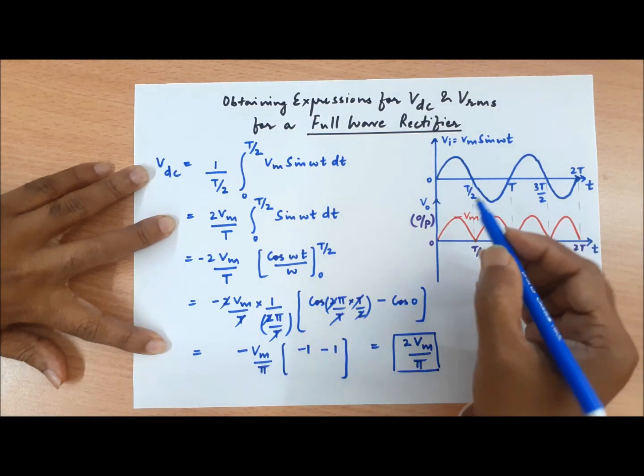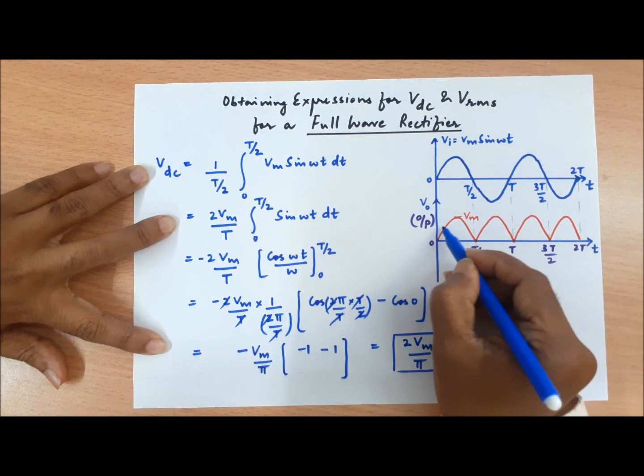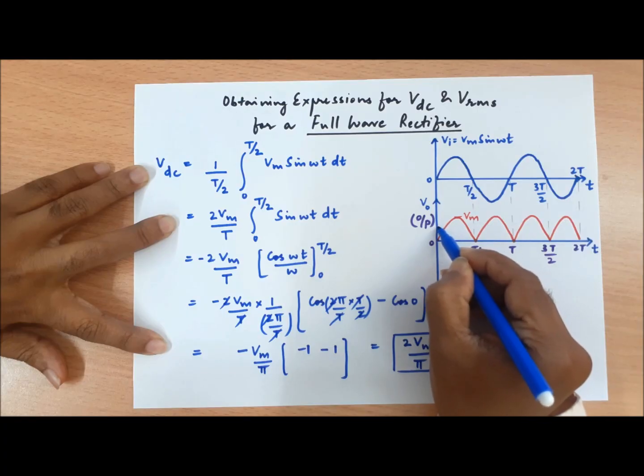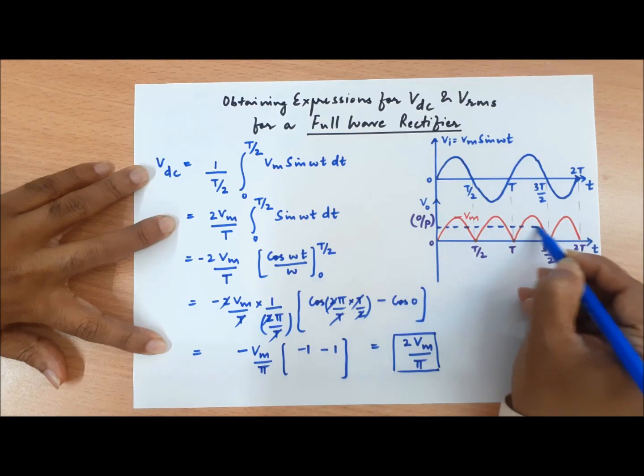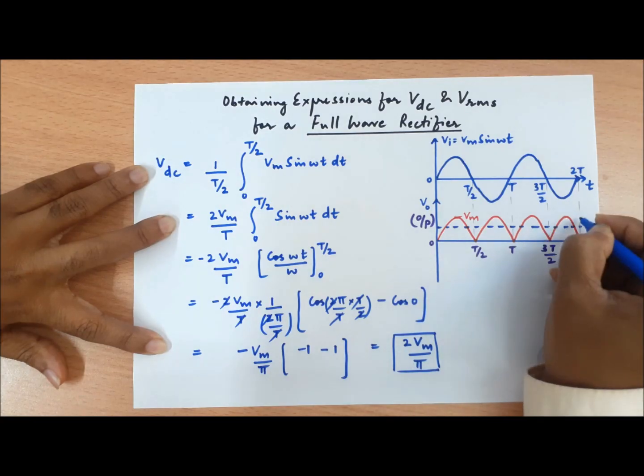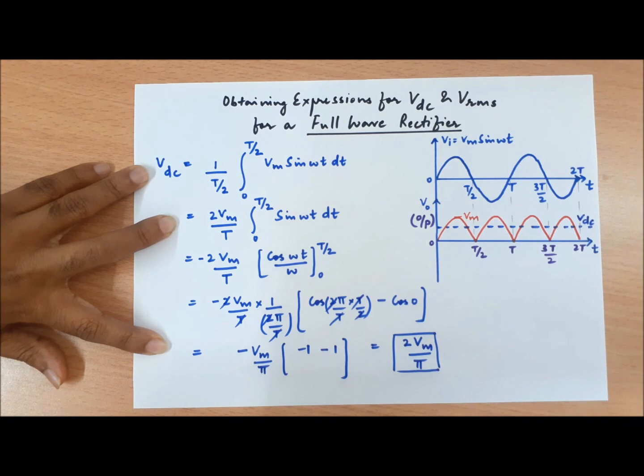Roughly, we can represent that VDC value for a full wave rectifier circuit on the output waveform somewhere here.